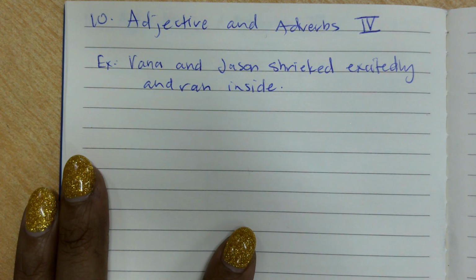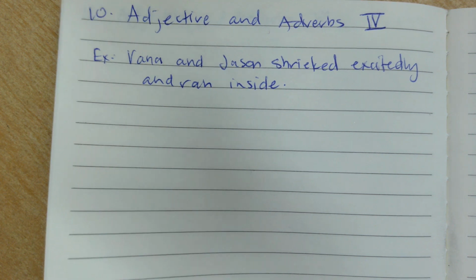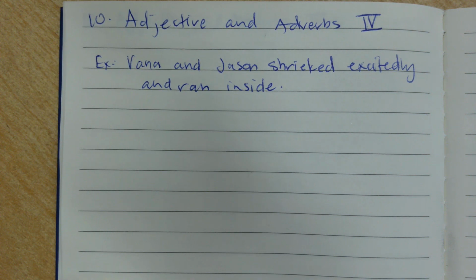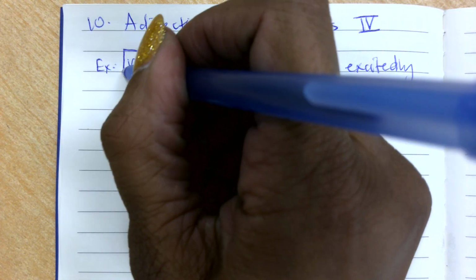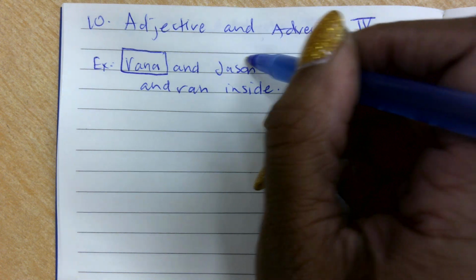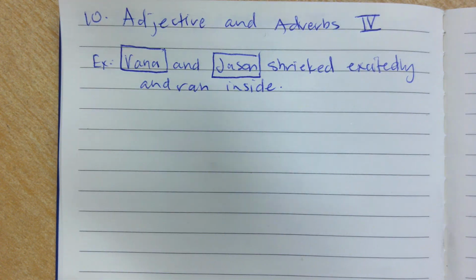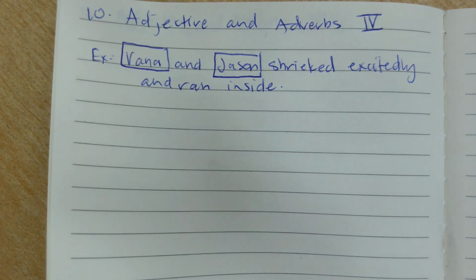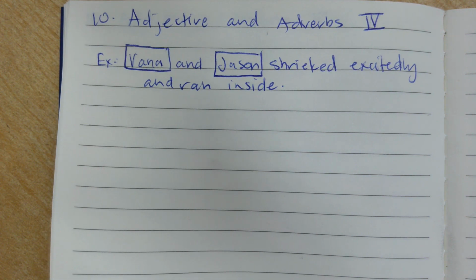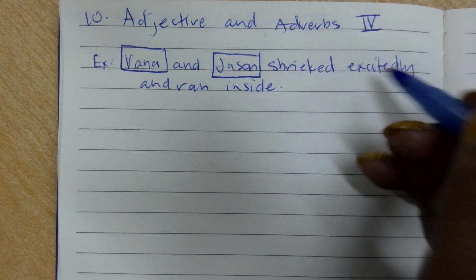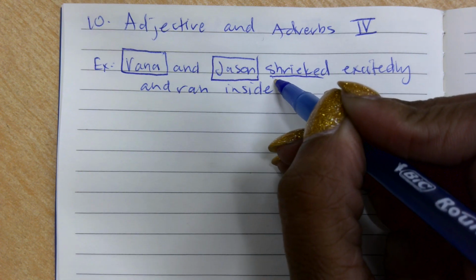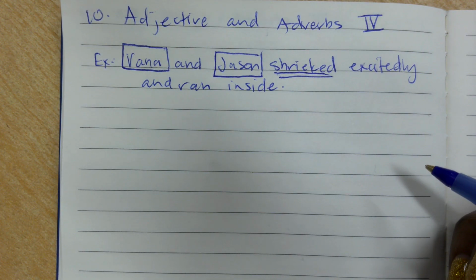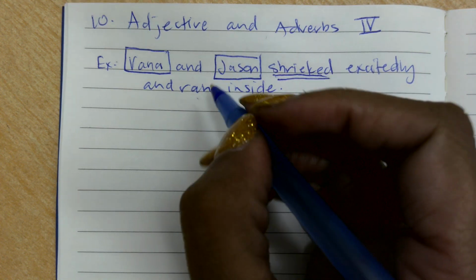Okay, let's start first by looking for our subject. Notice how in this sentence we have two subjects. We have Vana and we have Jason. That means we have a compound subject. Now, if we also look for our verb, we'll notice that we have a compound verb. We have shrieked. And what's the other verb? Yep, that's right. We have ran.